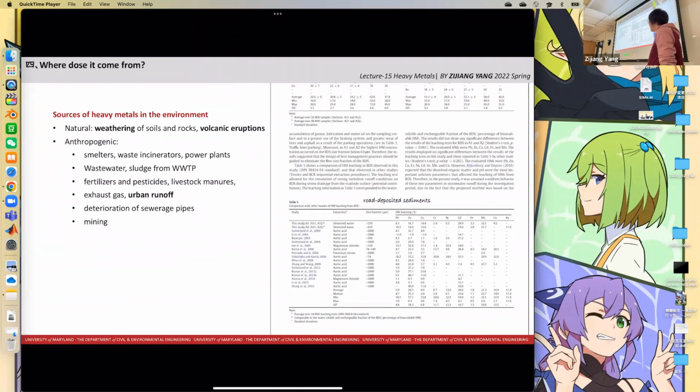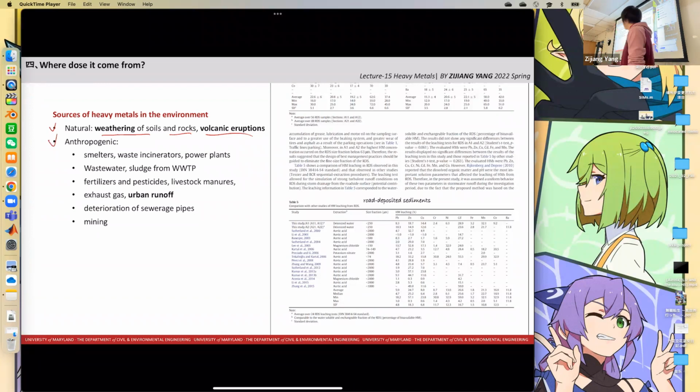The next one is about sources of the heavy metals. It can be classified into two. The first one is natural sources. Basically, we have two main natural sources, which are the weathering of soil and rocks, and also volcanic eruption.